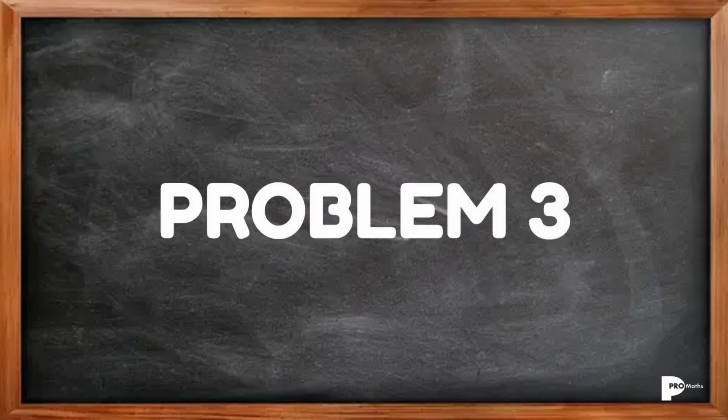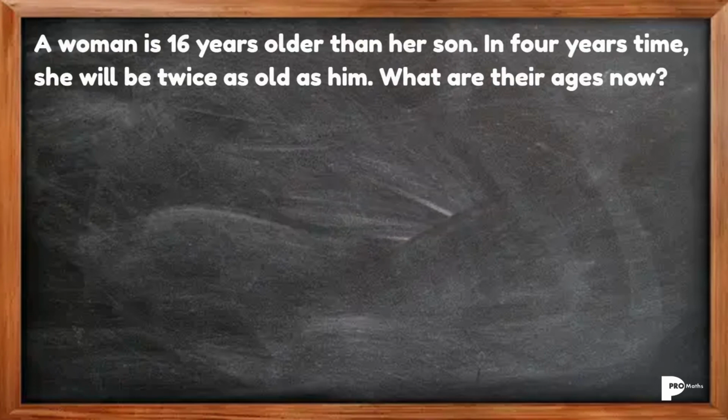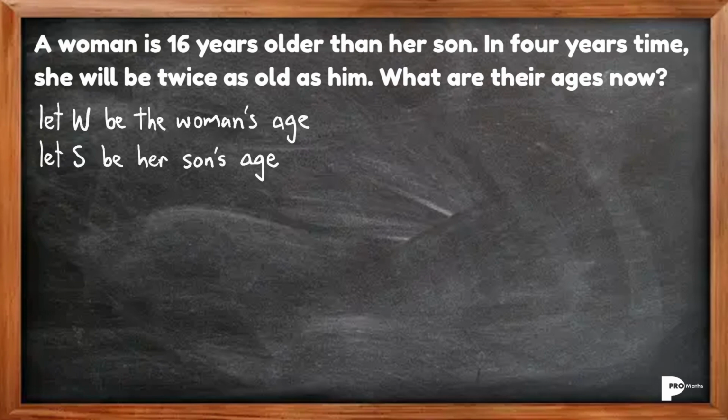The last type of problem we will look at in this video involves the ages of people. We're going to show you how to get these right every time. So let's define our variables. Let W be the woman's age and S be her son's age. Let's create our equations. The first one is just W equals S plus 16.